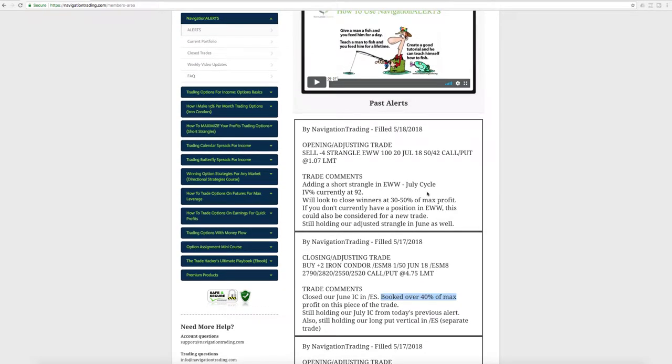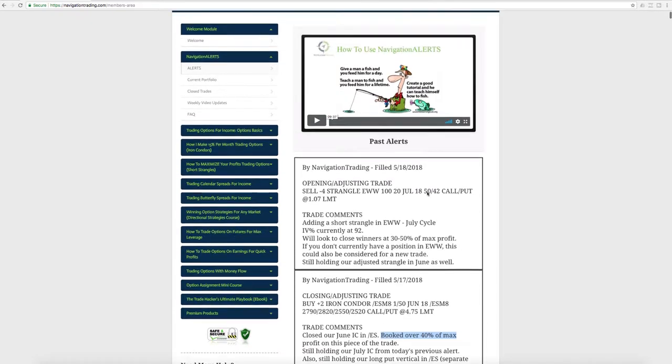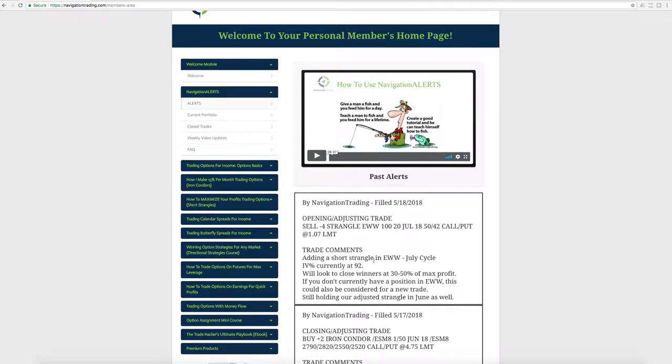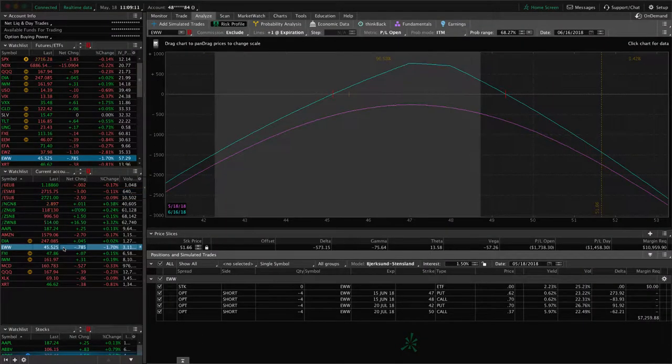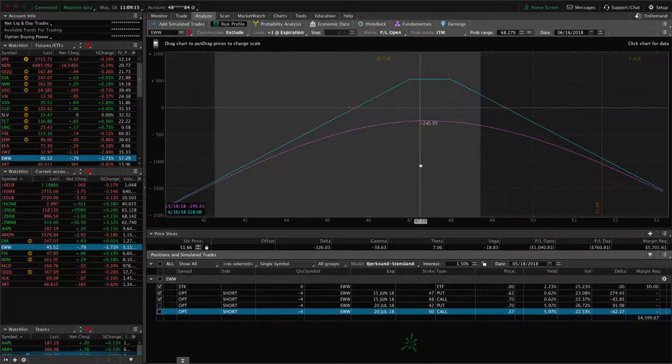Next and final trade was a new short strangle in EWW. So we added a short strangle. IV percentile jumped up to 92 today when we put that on. So if we take a look at EWW, we have these two positions on. The one in June, which is the adjusted strangle. So you can see it's kind of moving down.